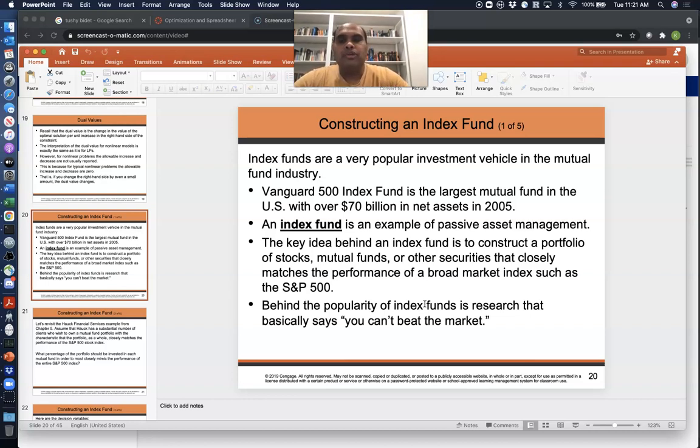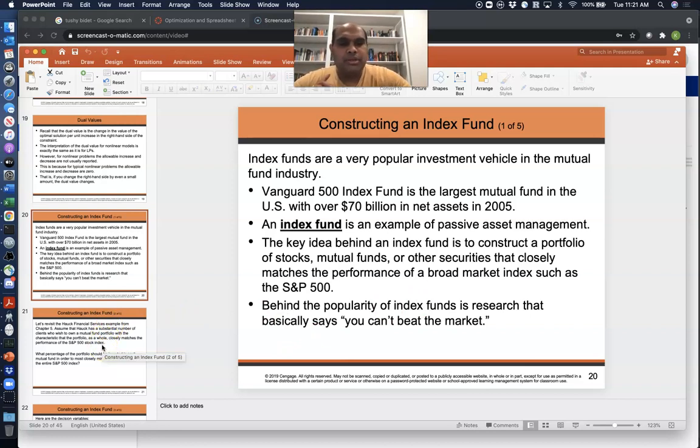So what if you could create a fund that sort of mimics this index? Then you can make as much money as the index does, because in the long term, indices like the S&P and the NASDAQ and the Dow Jones, they always keep going up, right? And so what if you can match that? So that's the idea behind the index fund. So let's take this example.